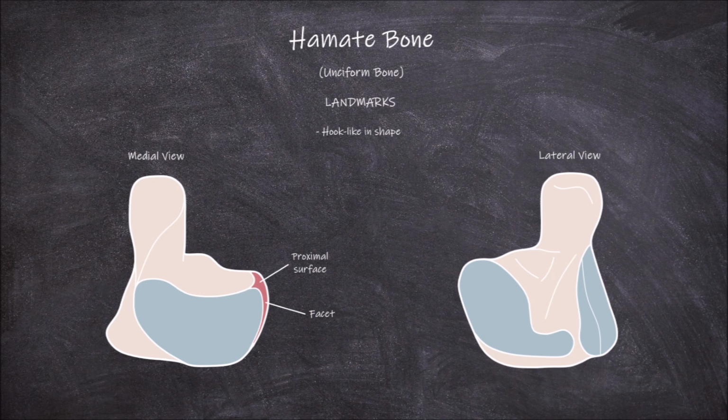The sixth and final surface is the distal surface. This surface is divided by a ridge splitting 2 facets, a lateral facet for articulation with the fourth metacarpal bone, and a medial facet for articulation with the fifth metacarpal bone.